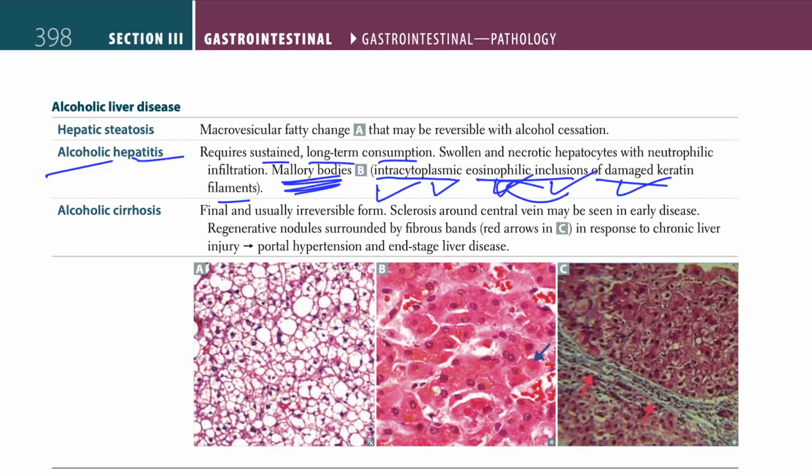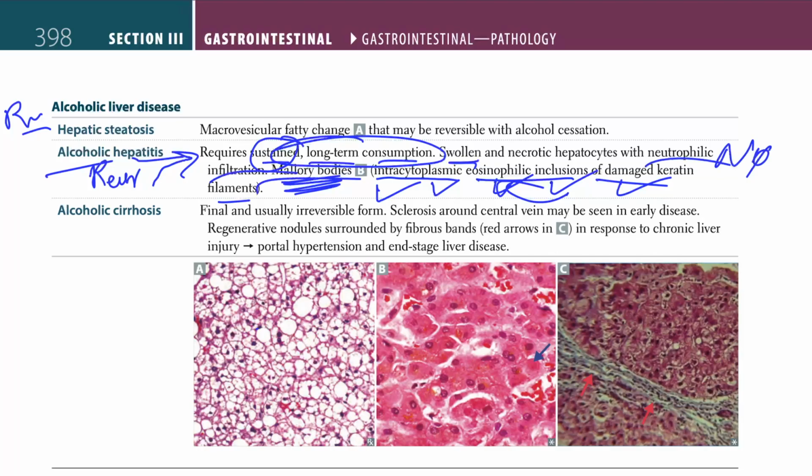Okay, and we see alcoholic hepatitis. Again, this is also reversible. We can see this after sustained long-term consumption of alcohol, which forms these swollen necrotic hepatocytes, where neutrophils also come, and Mallory bodies. So, neutrophilic infiltration and Mallory bodies.